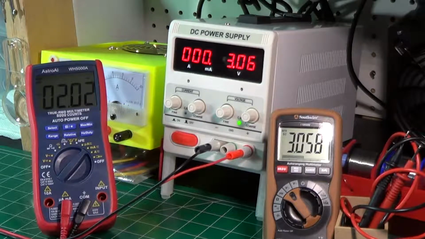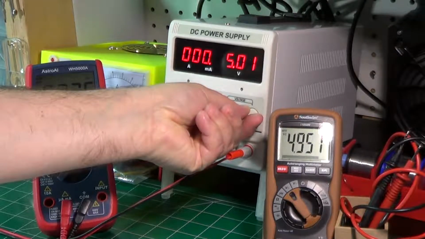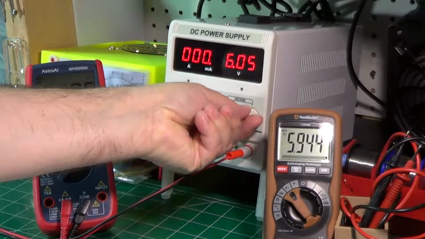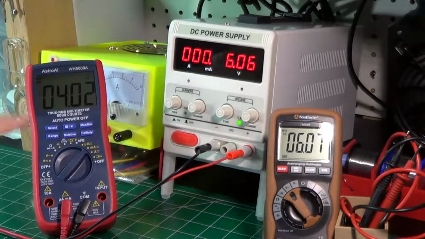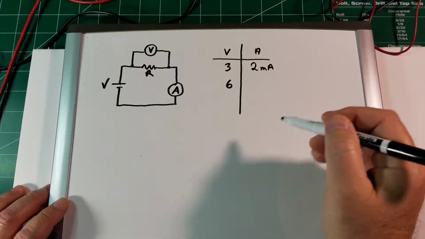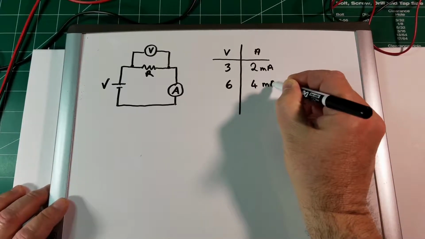Now let's increase the voltage of the power supply. Let's bring it up a little bit. I have put 6 volts here now, and the reading is now 4 milliamps. Let's write it down on the table. We have 6 volts around the resistor, the current inside of it is 4 milliamps.